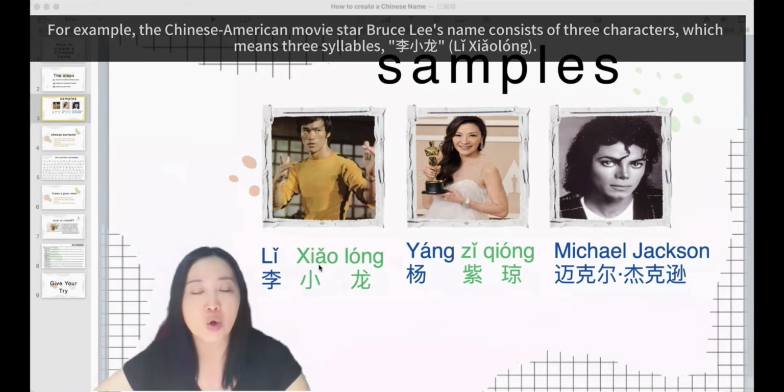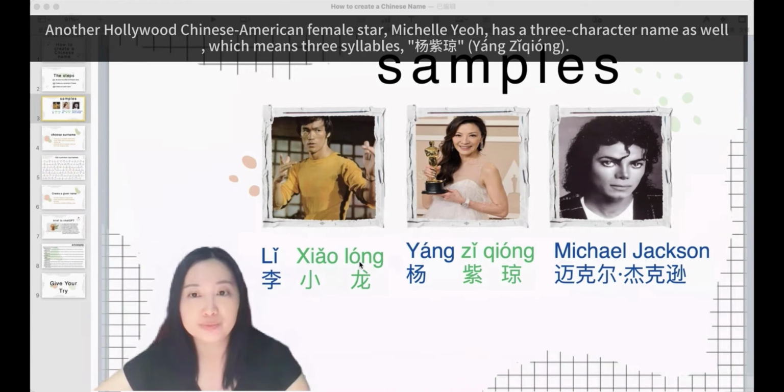李小龙，李小龙。Another Hollywood Chinese American female star, Michelle Yeoh, has a 3-character name as well, which means 3 syllables. Yang Ziqiong, Yang Ziqiong.